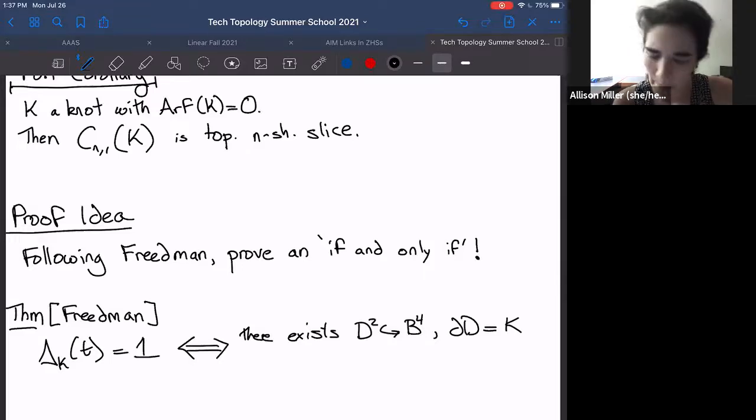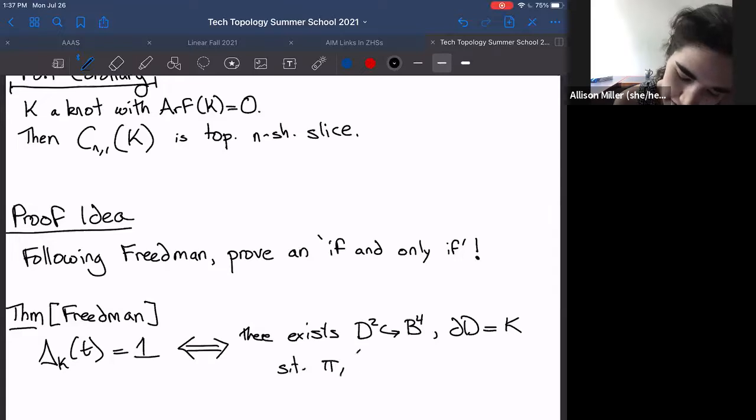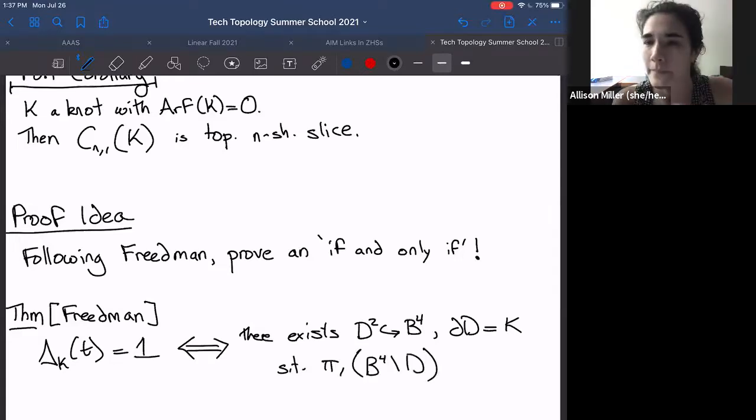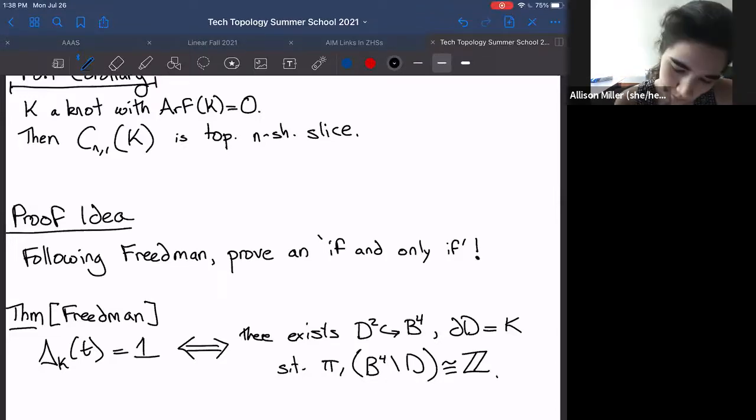So I'm probably going to stop saying that. There exists D2 embedded in B4, boundary of k, so topologically slice, but the thing that makes it an if and only if is that such that the fundamental group is as simple as it can be. Another good exercise is to show that for any slice disk, the first homology of the complement is the integers. So that's also the simplest possible fundamental group. And that's the if and only if statement that Friedman gets.